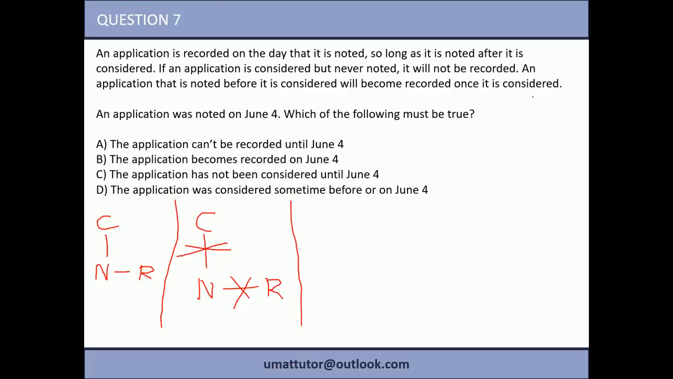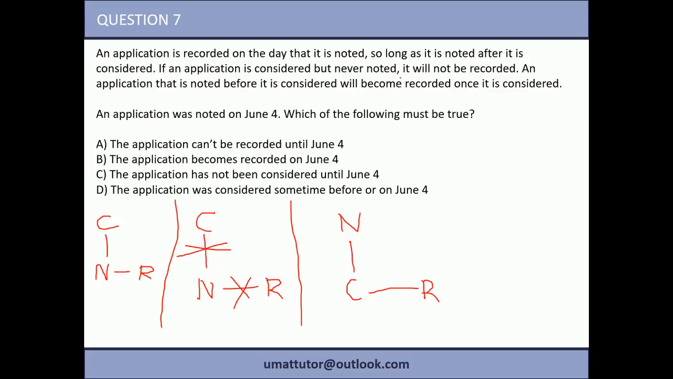The third, as the third sentence says, an application that is noted before it is considered, so I'm going to put an N at the top and then below that a C, will become recorded once it is considered. So it will become recorded at this point too. So now that we've got this, it's much easier to see how things can occur in different orders and what the outcome of that is.